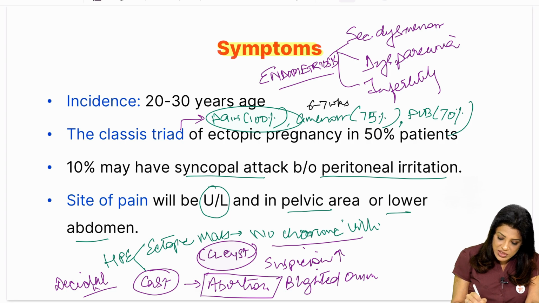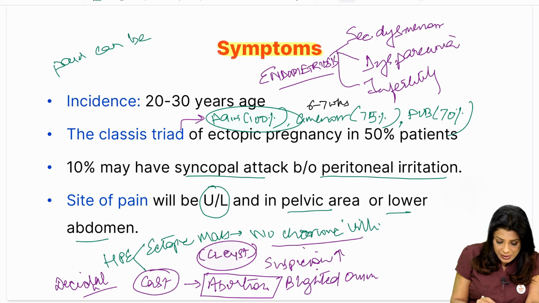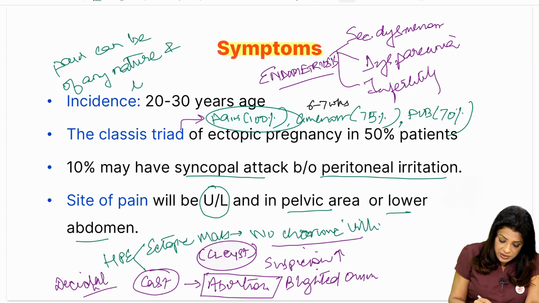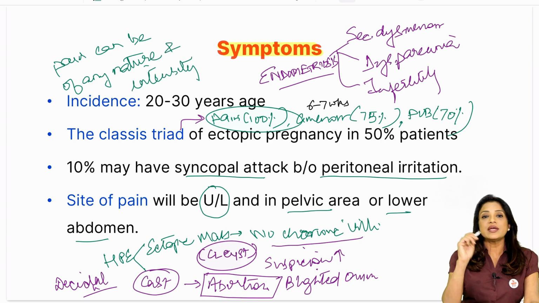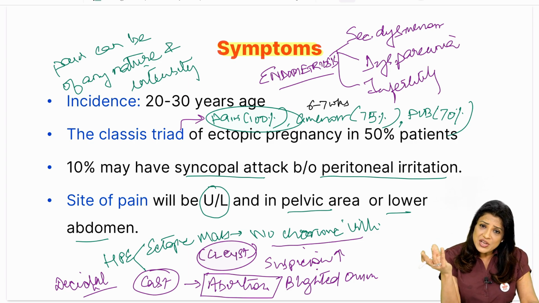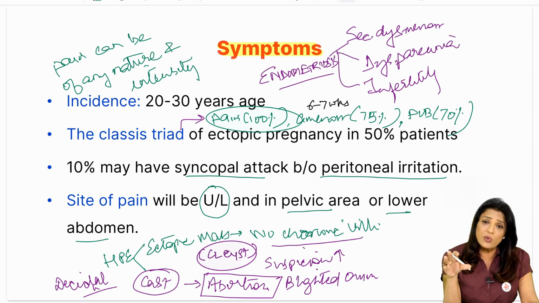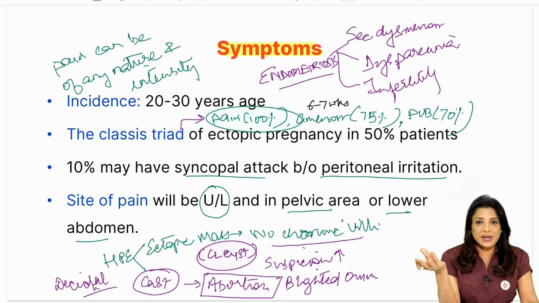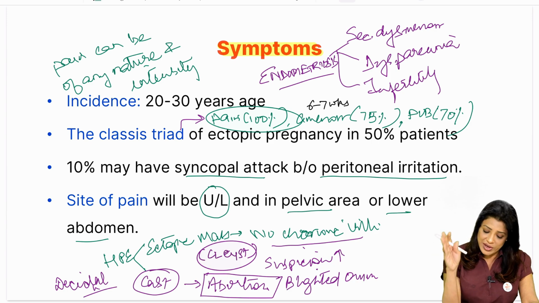Second thing I want to tell you is that the pain can be of any nature and intensity. It can be dull aching pain, it can be sharp pain, it can be very, very bad pain. She might have syncope, she might fall down, she might faint, or it may be just a vague pain. So we come across many sorts of patients who come with different types of symptoms, all right?